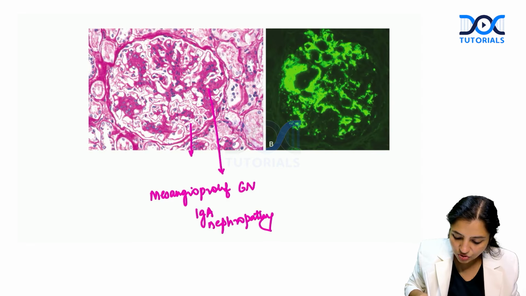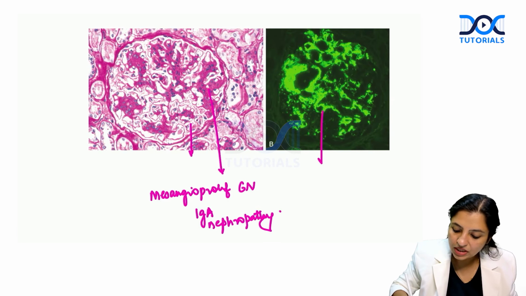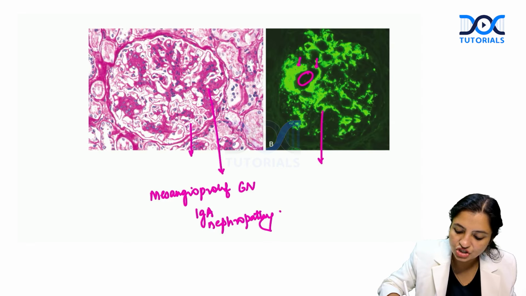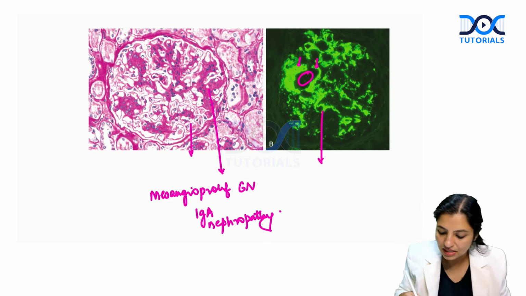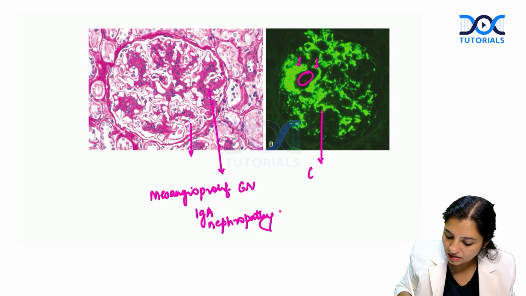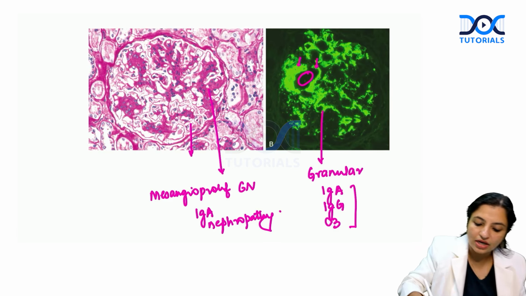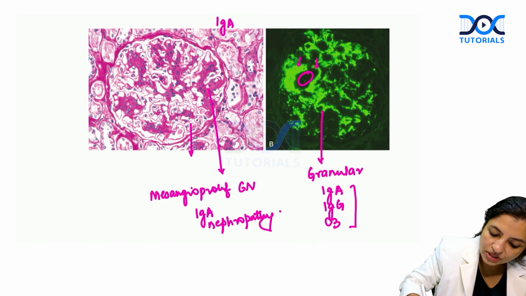If you look at the immunofluorescence also, it will be granular immunofluorescence only, but it will be typically around the blood vessels, because mesangium is typically present around the blood vessels. So if you look at the deposit here, it will be granular immunofluorescence, typically around blood vessels, and you will see deposition of IgA, IgG, and C3. So these are typically deposited here. This is what is called IgA nephropathy.